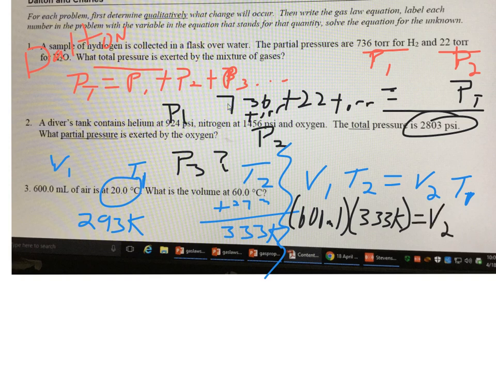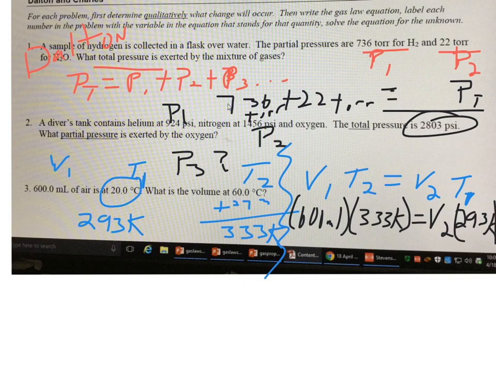Now, guys, I know our last example was also looking for V2. It's not always looking for V2. That's just a coincidence, okay? You could look for T1 or T2 or for V1. It has to be one of them, all right? And my T1 is what? 293 K. Okay. All right, very good.